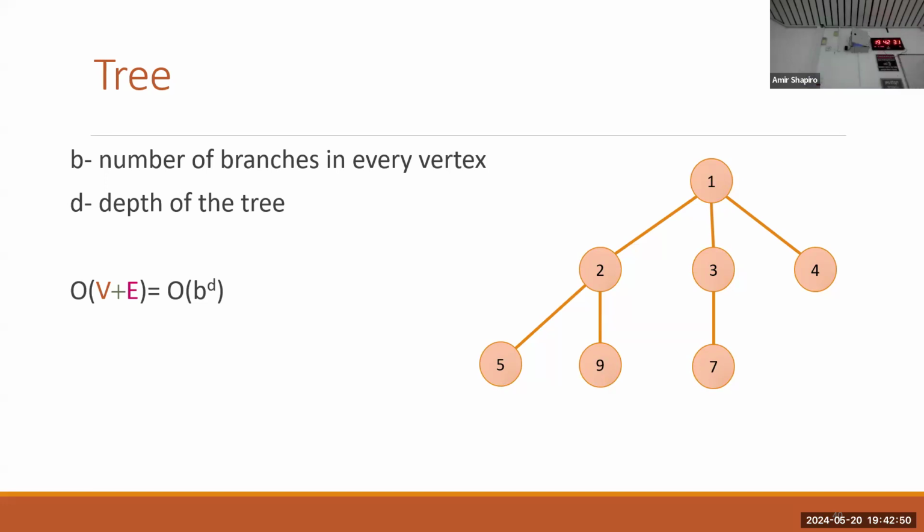And we can calculate the number of vertices and edges: B is the number of branches, so B to the D, because if we have 2 at every level, so it's 2 times 2 times 2, and so on. So it's an exponent.